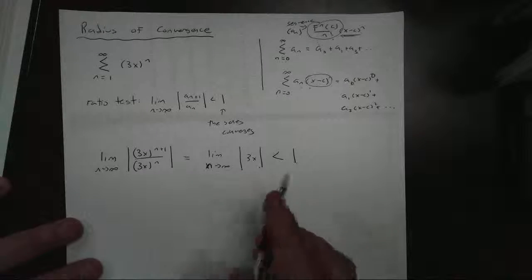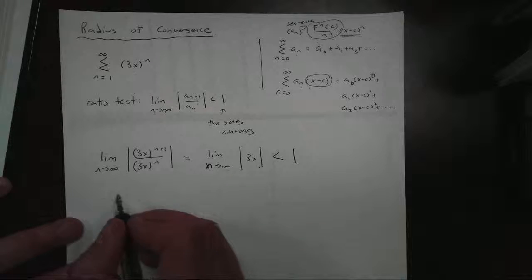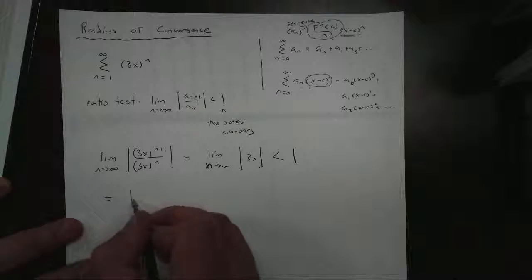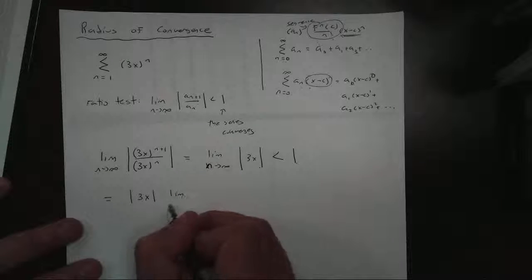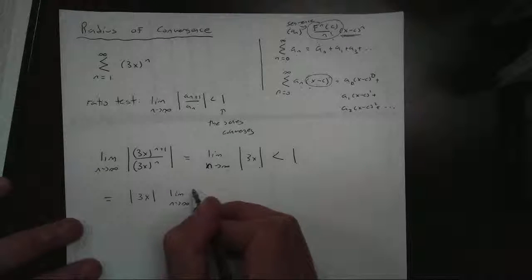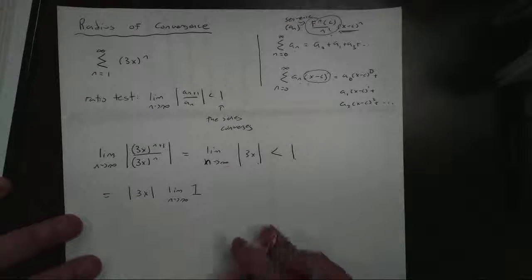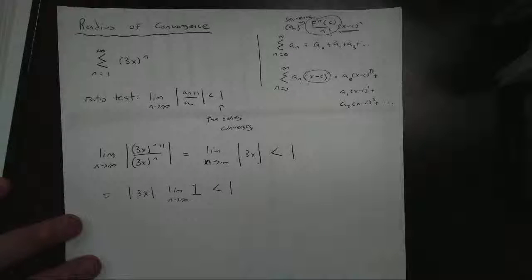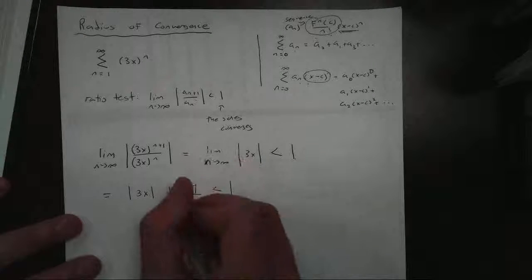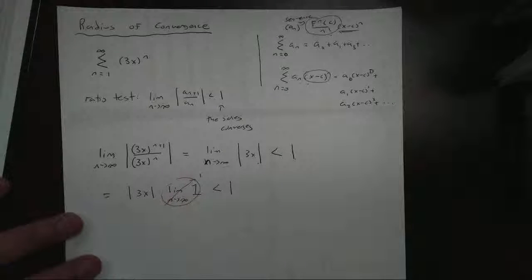So I can just solve this. Now notice it says as n goes to infinity, but there's no n. So I could also rewrite this as just the absolute value of 3x times the limit as n goes to infinity of just the number 1. We'll take a look at a more challenging example later on. And this has to be less than 1. Well, knowing what we know about limits, as n goes to infinity, since there's no n, this just always stays 1.